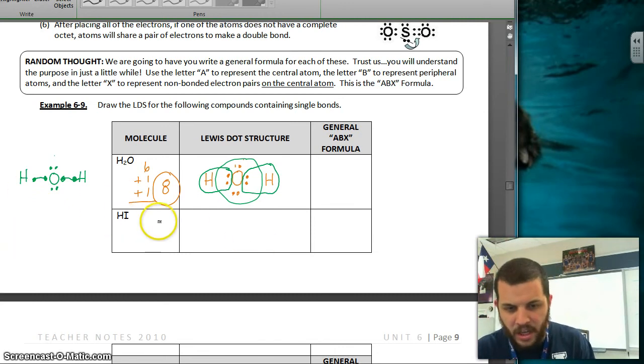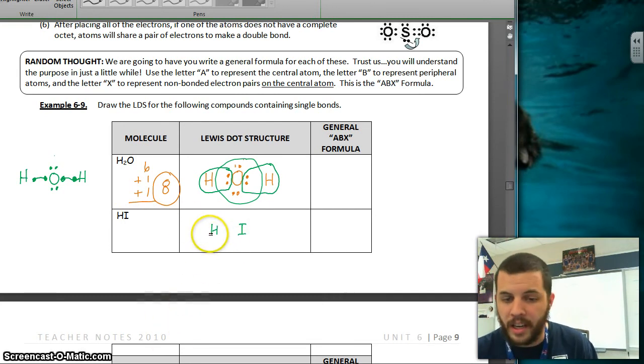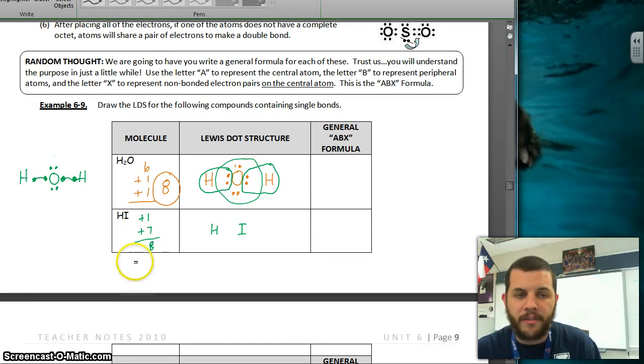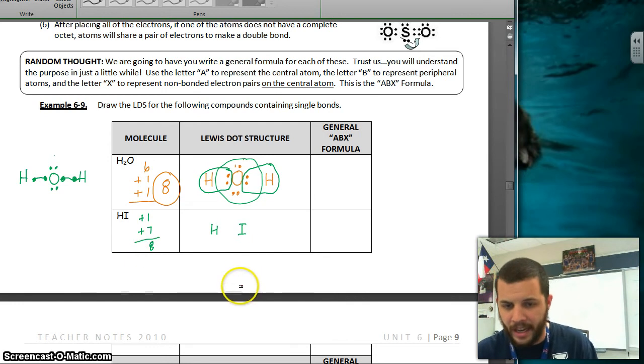So let's go ahead and take a look at HI. I need to determine who's my central atom. Well, hydrogen can never be a central atom, so that means that iodine will be my central atom. Let's determine how many total valence electrons I have. Hydrogen brings 1 valence electron to the party, and iodine brings 7 valence electrons, meaning that once again I have 8 valence electrons to play with. So let's go ahead and satisfy my central. Now, instead of just satisfying my central with electrons this time, I'm going to draw a bond, because I know that something's going to happen with these.